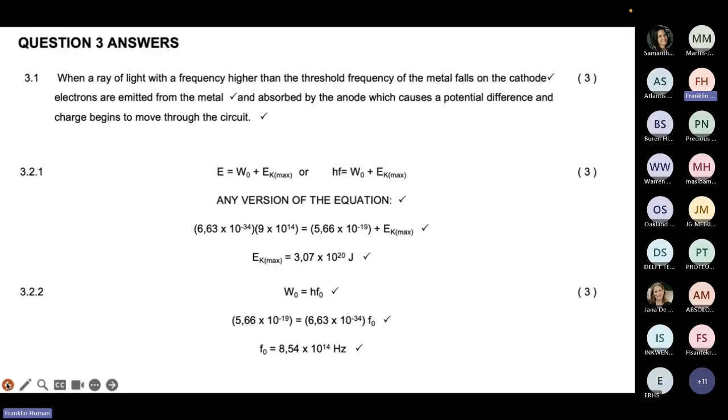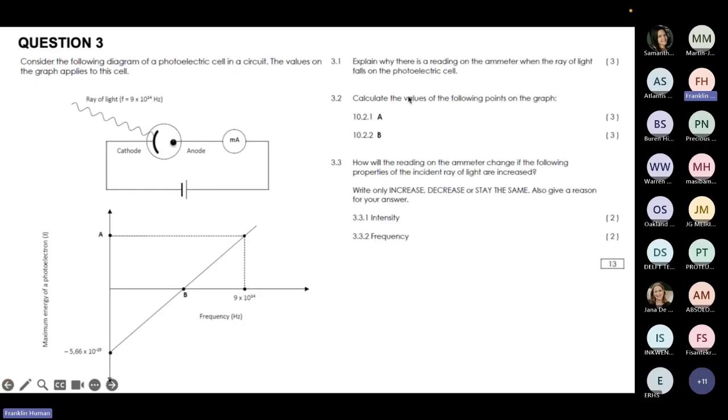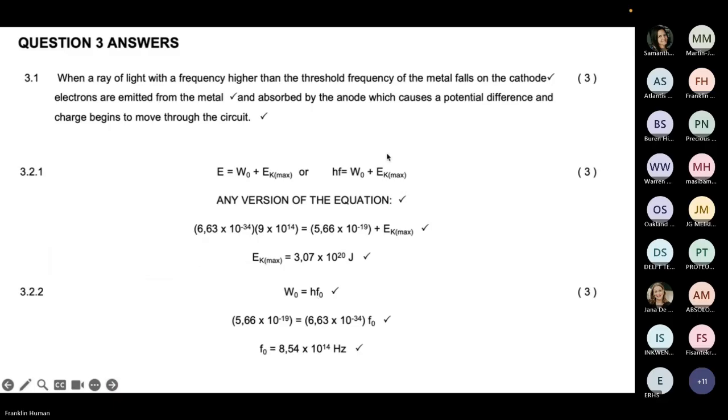Then let's go back and look at the next question. Calculate the values for the following points on the graph. You need to calculate the value for A. So remember, A is the maximum energy of the photoelectron. So remember your equations, EK max is equal to half mv squared. So let's go and have a look at your solution.